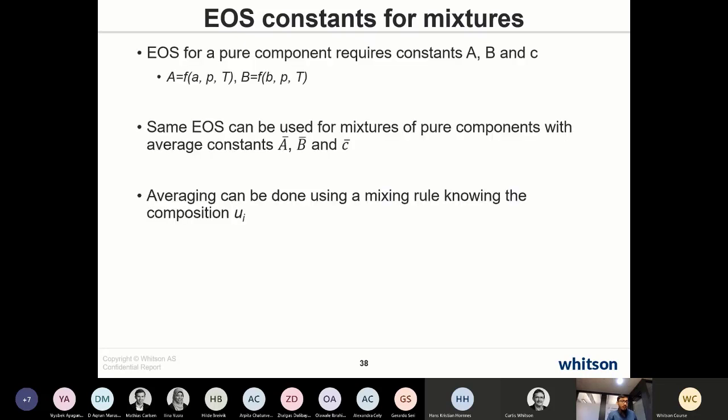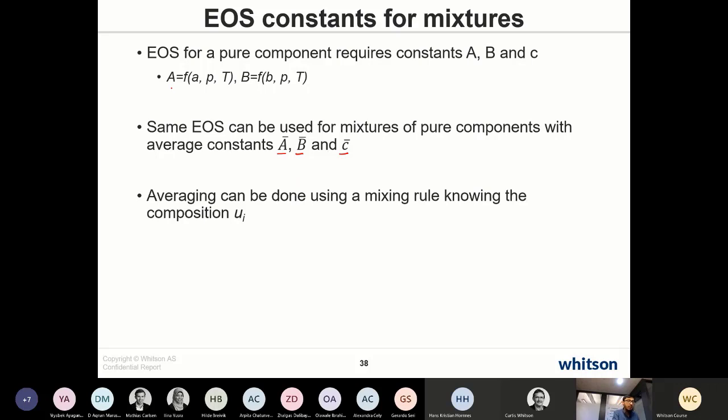So now we will see how the same equation of state models can be applied for mixtures. That's just a brief background on how the EOS models are applied for pure component. And when we need to apply these EOS models for a multi-component mixture, then we use the same EOS model, but we use average constants. So there will be an average value of A, average value of B, and average value of C that will be used in the equation of state model calculation.